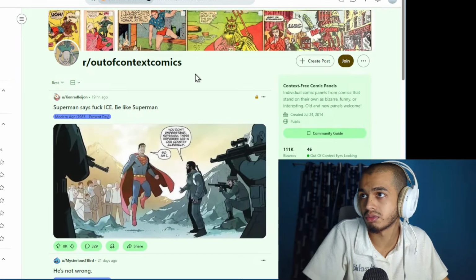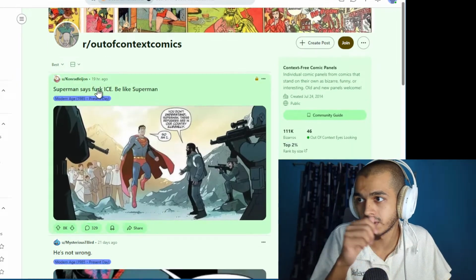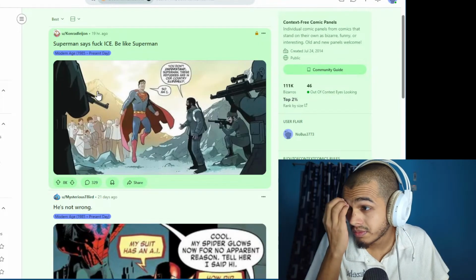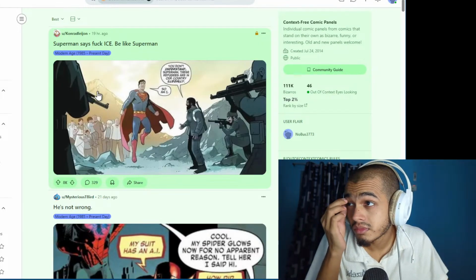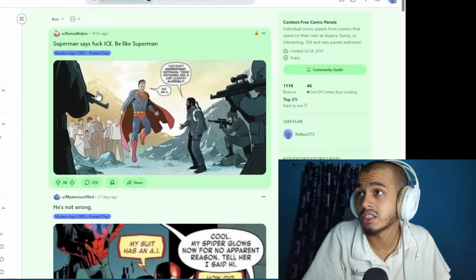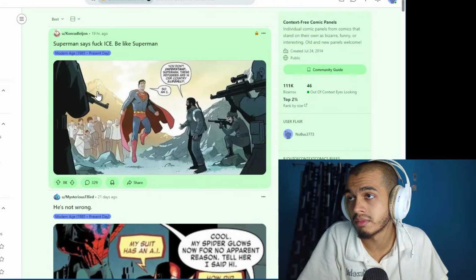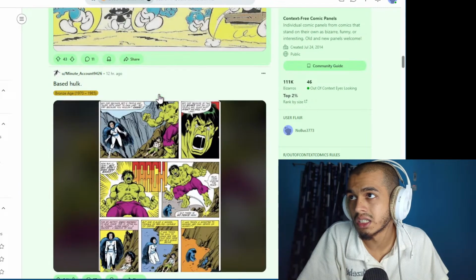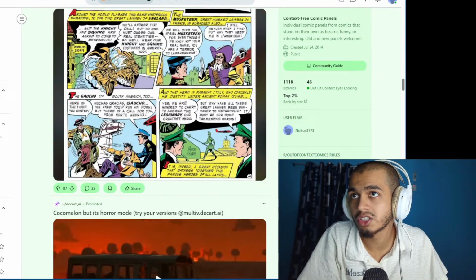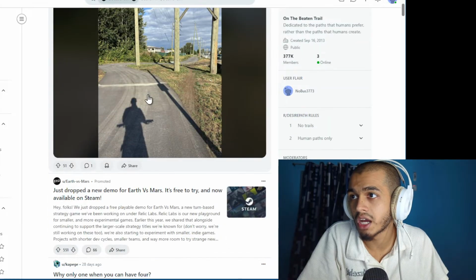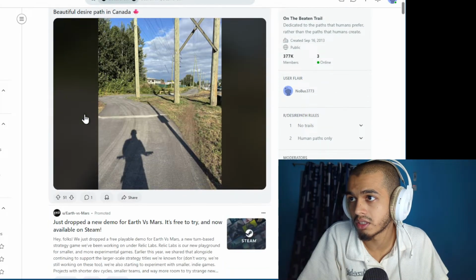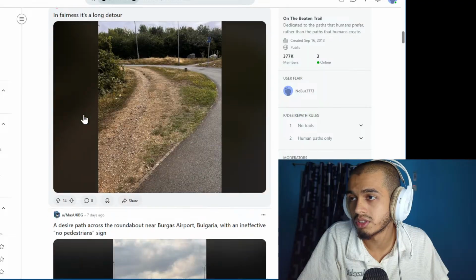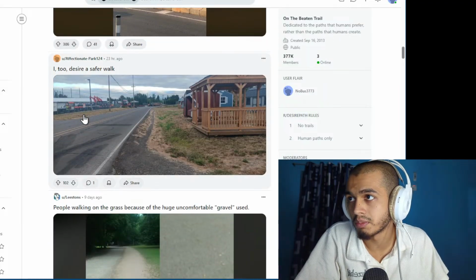I have to join all sorts of Reddit pages to learn more things. Superman says FICE, be like Superman. So am I. You don't understand, Superman. These refugees are in our countries illegally. Out of context comics. Oh, it's all about comics, bro. Desire path. Beautiful desire path in lock. It's a beautiful desire path, a safer walk.